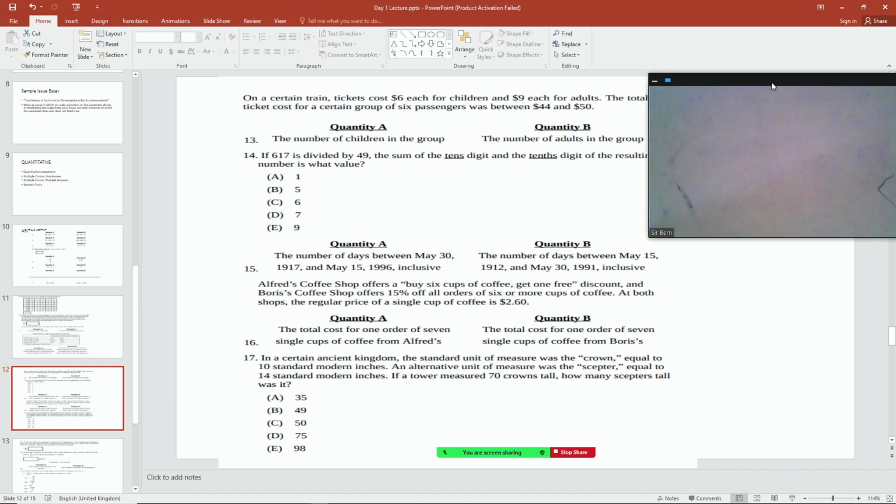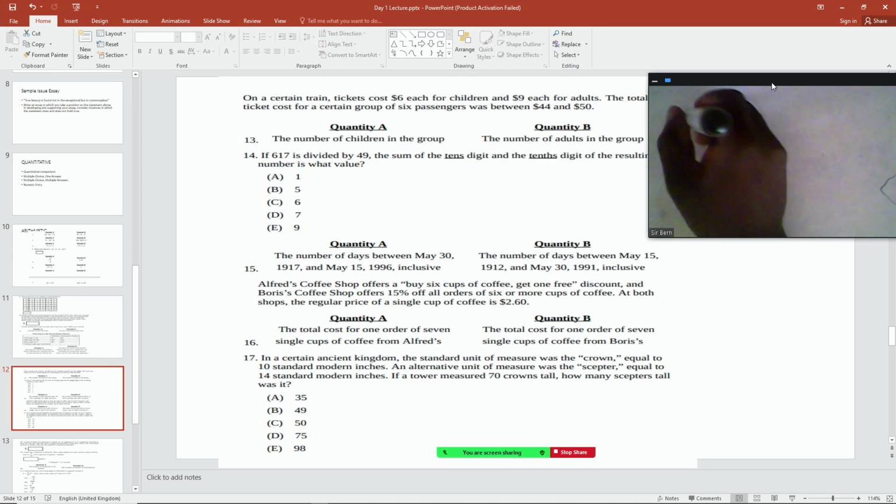Moving on to question 16. Question 16 says, Alfred's coffee shop offers a buy 6 cups of coffee, get 1 free. If you buy 6, we give you 1. Then Boris's is 15% off all orders of 6 or more cups. So if you buy 6 or more, we give you 15% discount. At both shops, the regular price of coffee is $2.6. So quantity A is saying the total cost of one order of 7 single cups of coffee from Alfred's.